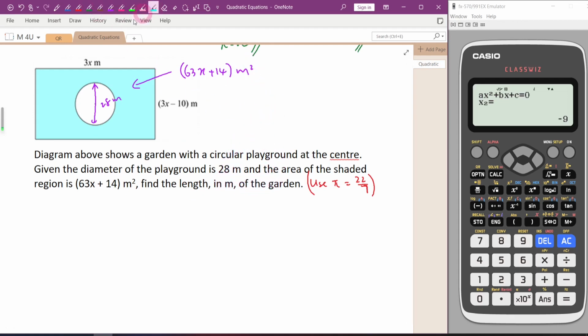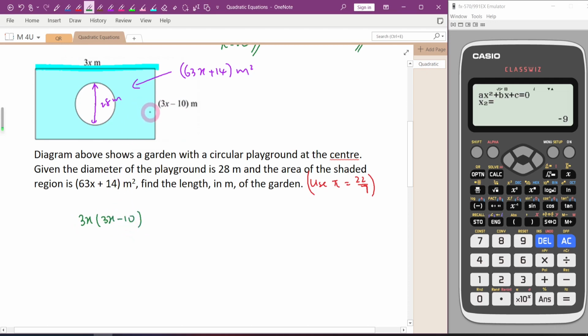So the length is over here, 3x, right? That means we want to find the value of x first. Then we multiply by 3, and we will get the length of this garden. So now, try to think, how do we get the area of the shaded region? We find the area of this rectangle minus the area of this circle, right? How do we get the area of a rectangle? Length times width, which is 3x times 3x minus 10, right?